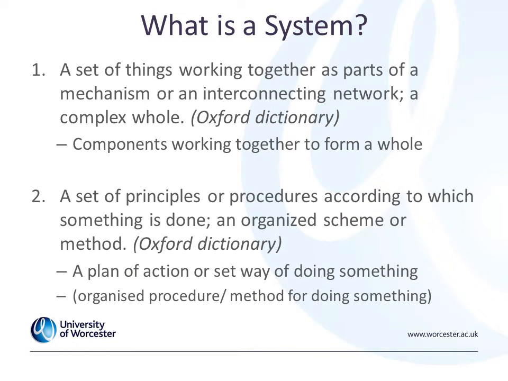The second definition is a set of principles or procedures according to which something is done, an organised scheme or method, and that's systematic, which means having a plan or a method. So in other words, a plan of action or a way of doing something, an organised procedure or method for doing something.